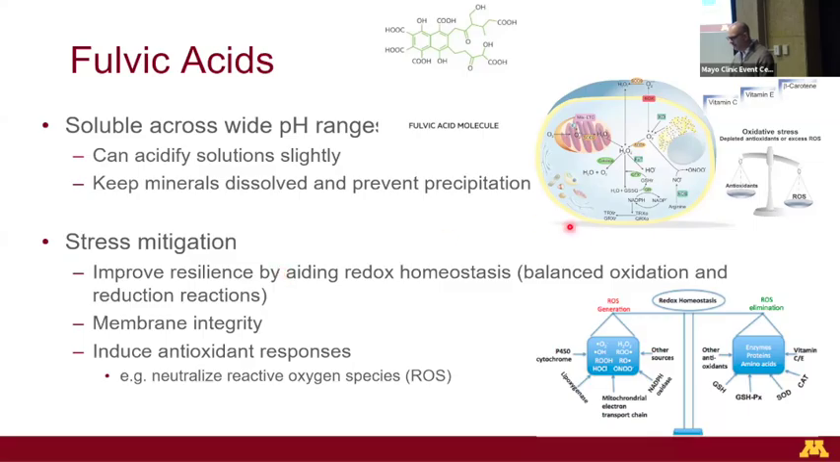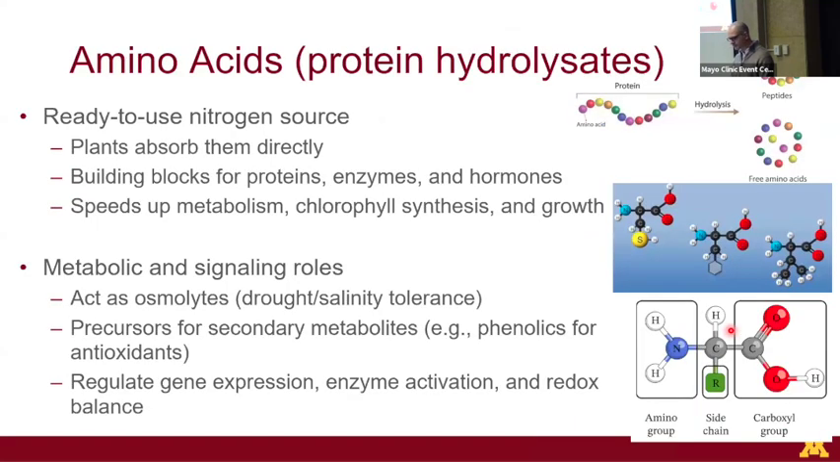And again, they are very effective in stress mitigation, primarily by helping with redox homeostasis. For example, during oxidative stress, there's the formation of reactive oxygen species that causes a lot of stress inside of the plant. By having some of these products applied, it can help in the elimination of these reactive oxygen species and then helps the plant stay in balance and not be stressed, depending on what's happening.